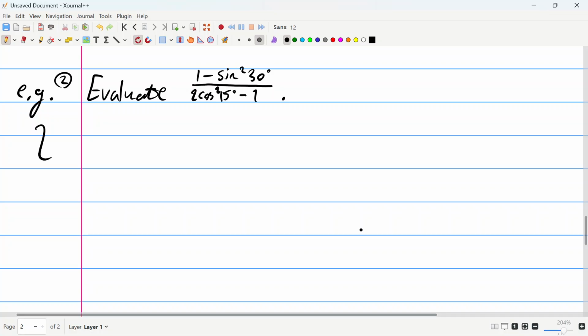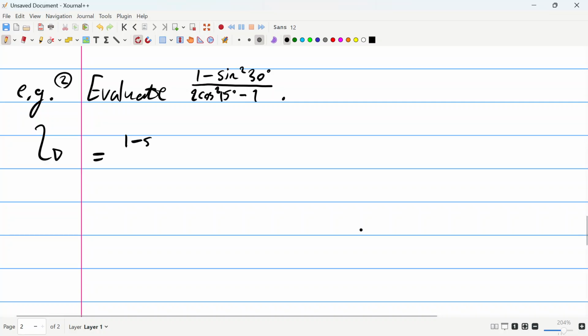Alrighty, so we have this question right now. We need to evaluate 1 minus sine square of 30 degrees over 2 cos square of 15 degrees minus 1. First things first, you probably look at the numerator and say, oh, that's a cos double angle. Well, unfortunately, you are wrong. Why? Because it's missing a 2. So we can't actually use a cos double angle on the top. However, the bottom is 2 cos square 15 degrees minus 1. So that is a double angle because it has the 2 in front of the cos, it has a square, and it's minus 1.